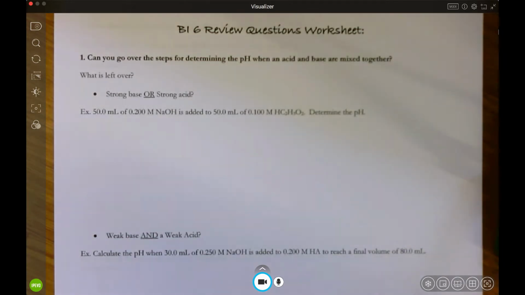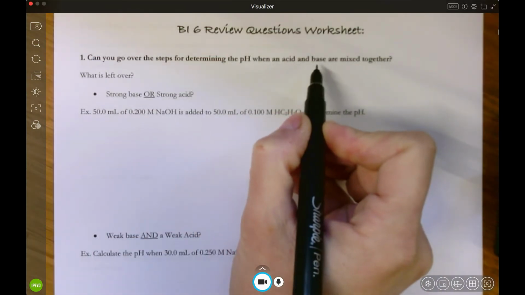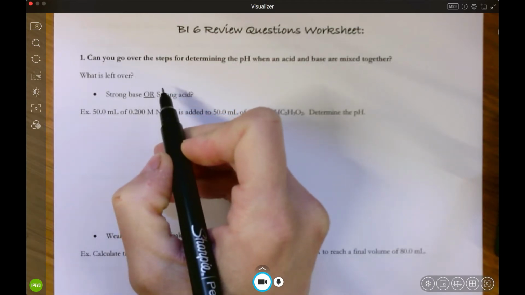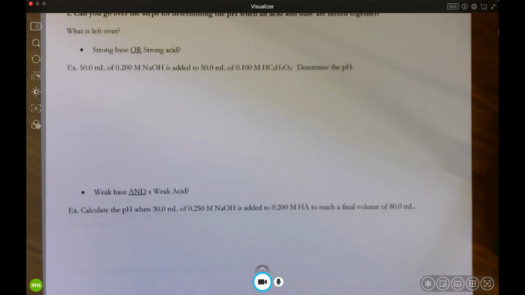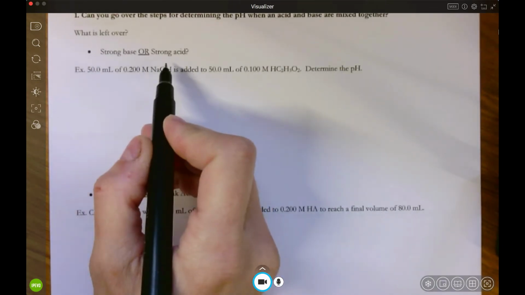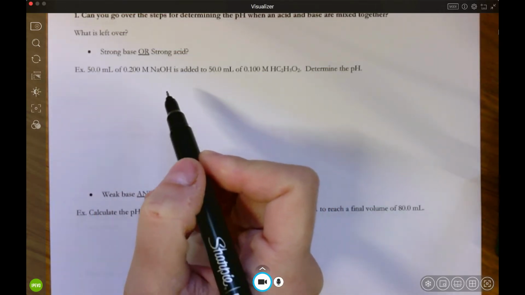The question you have to ask yourself in order to answer this is: what exactly is left over? When I add an acid and base together, they're going to react. What is left over will dictate what the pH of my final solution will be. If you have a strong base or a strong acid left over, then it's pretty easy, because a strong base, which is OH minus, or a strong acid, which is H plus or H3O plus, you can just plug their concentrations into your pH or pOH formula to determine the pH.